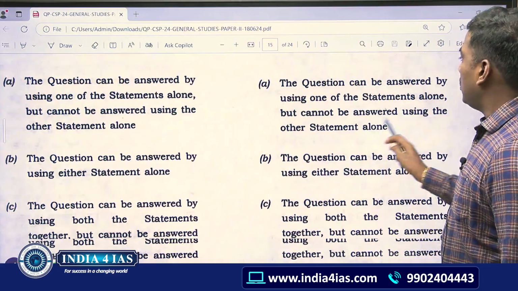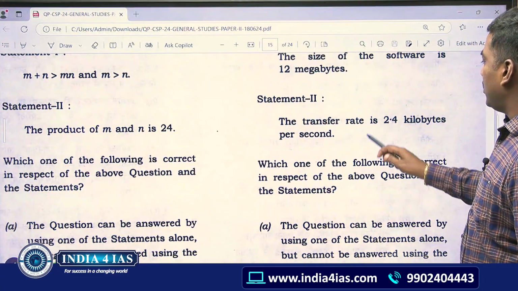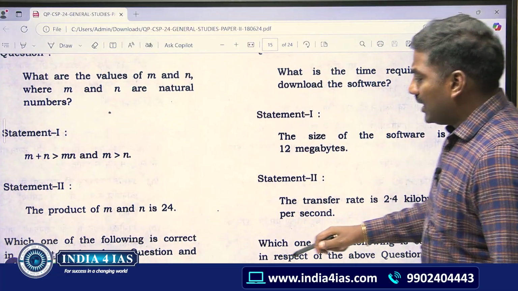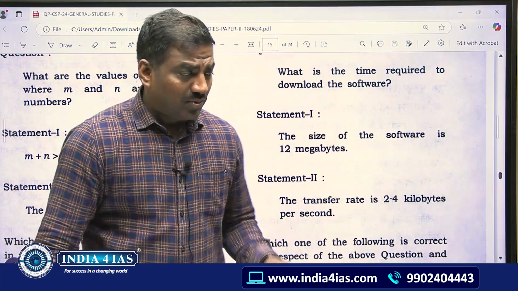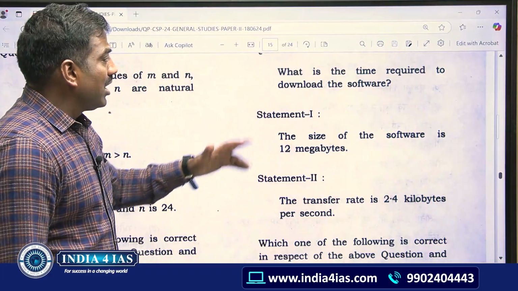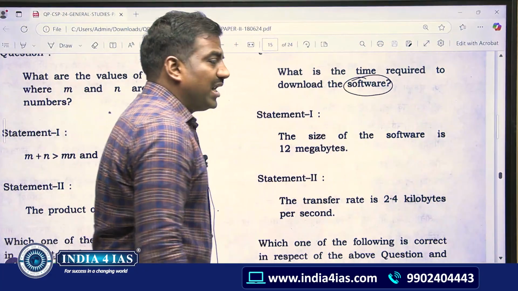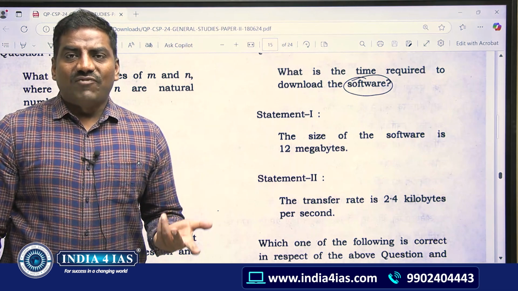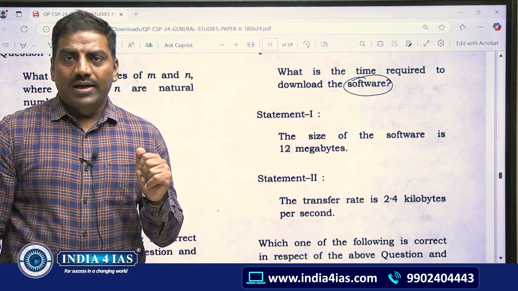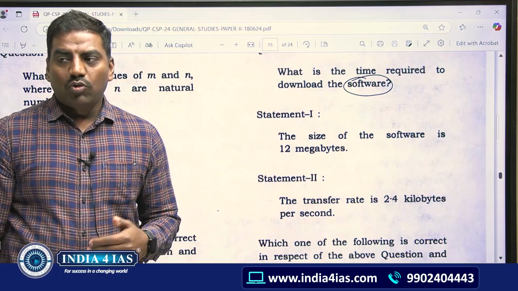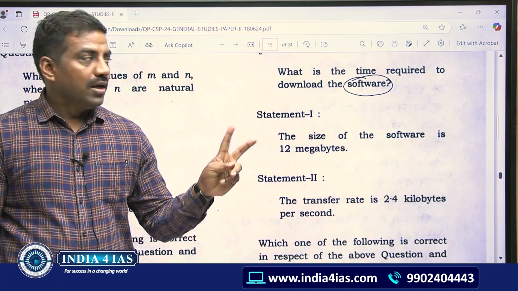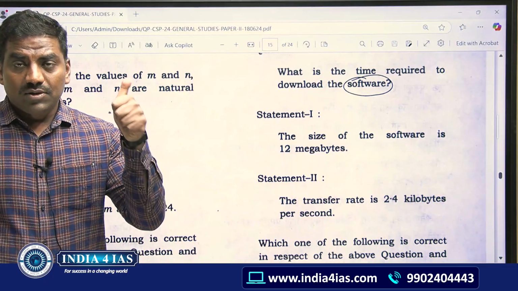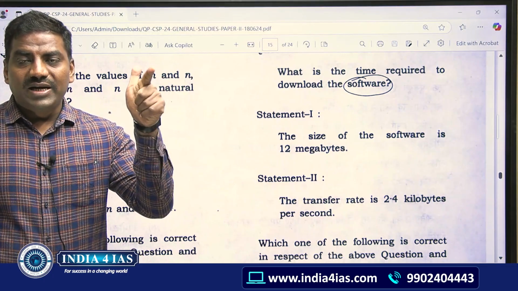Then we have a similar question here. This has nothing to do with maths, but let us see, because UPSC goes up to this level, we have to see these things. What is the time required to download a software? This is a very hypothetical question. When you are downloading something, the size of the file is one thing we have to look at, and the other is the speed of the internet, the download speed. Two things are required here.